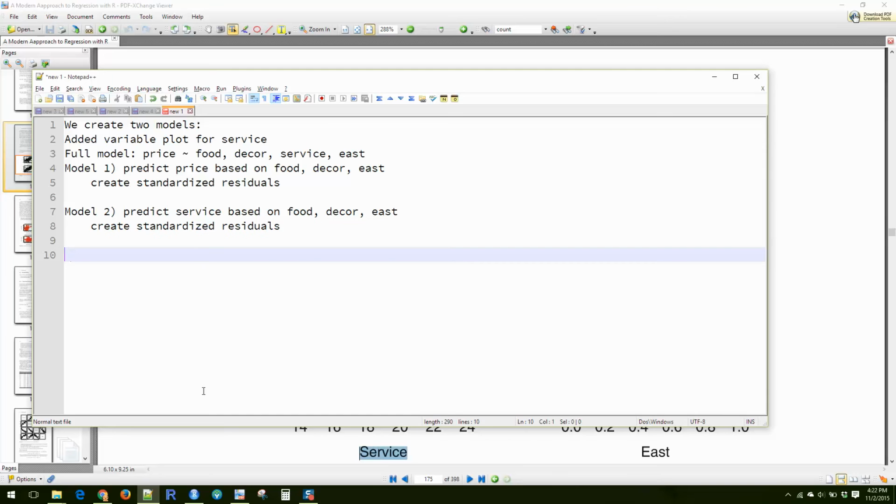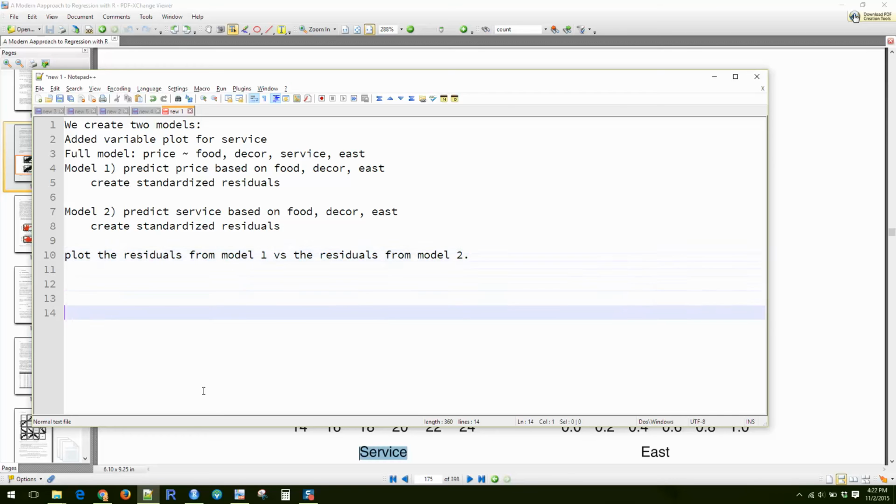And then lastly, we plot the residuals from model one versus the residuals from model two. And this is how we make an added variable plot for service.